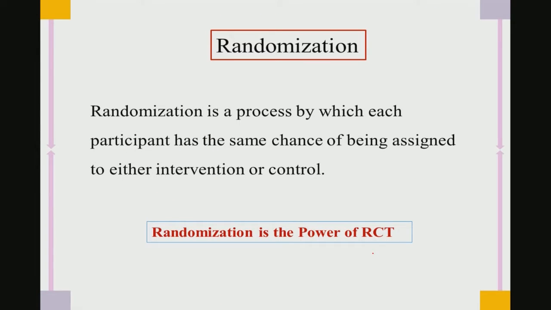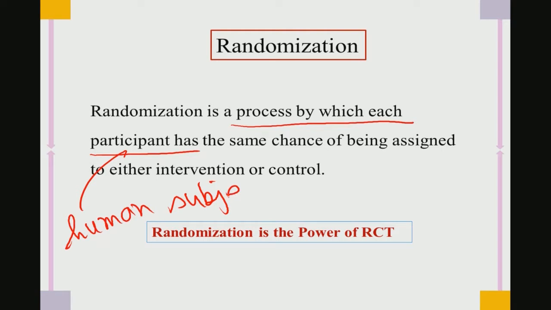What is randomization? It is a process by which each participant, and here participant means a human subject, or people say human volunteer. So, here you use the term human subject, or each participant who voluntarily takes part in this clinical trial. So, randomization is the process by which each participant has the same chance of being assigned to either intervention or control.